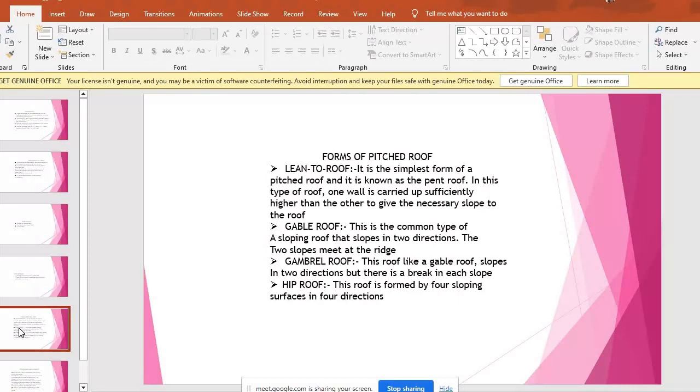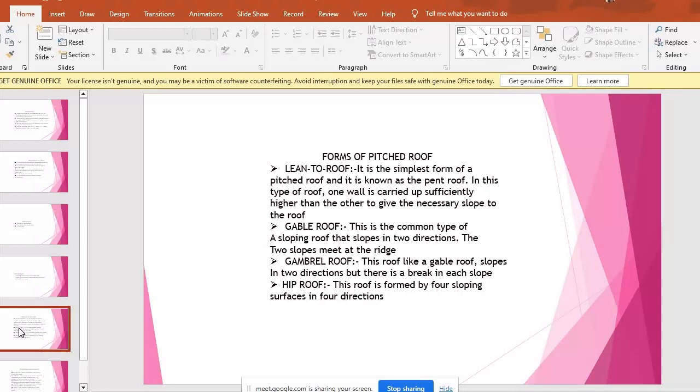We consider the forms of pitched roof. We have a lean-to roof, which is the simplest form of a pitched roof, and it is known as the pent roof. The other one is the gable roof. This is the common type of a sloping roof that slopes in two directions. The two directions meet at the ridge.